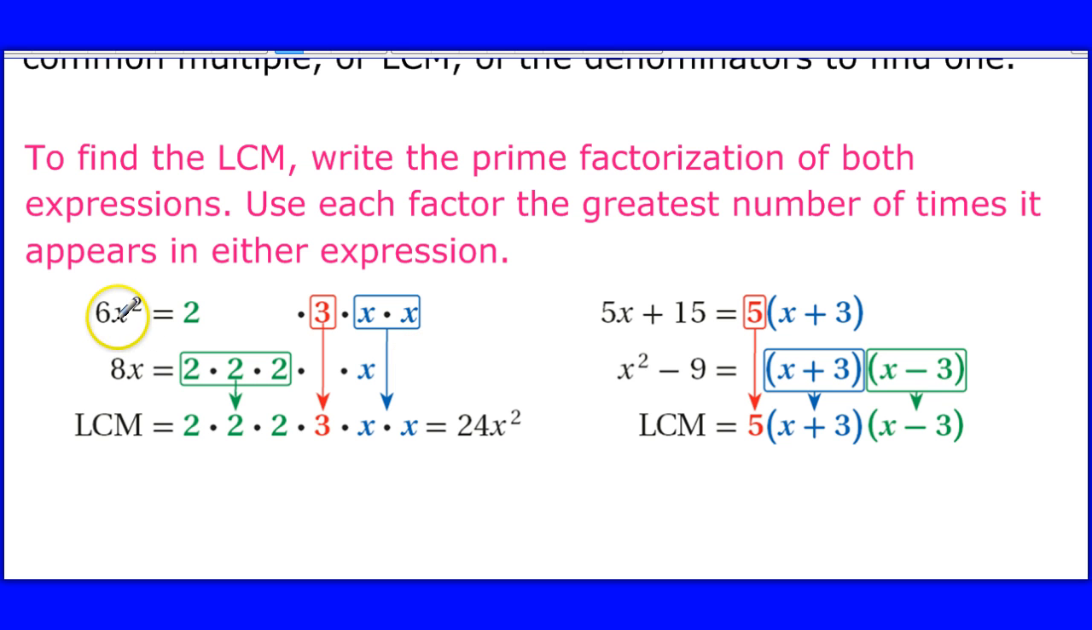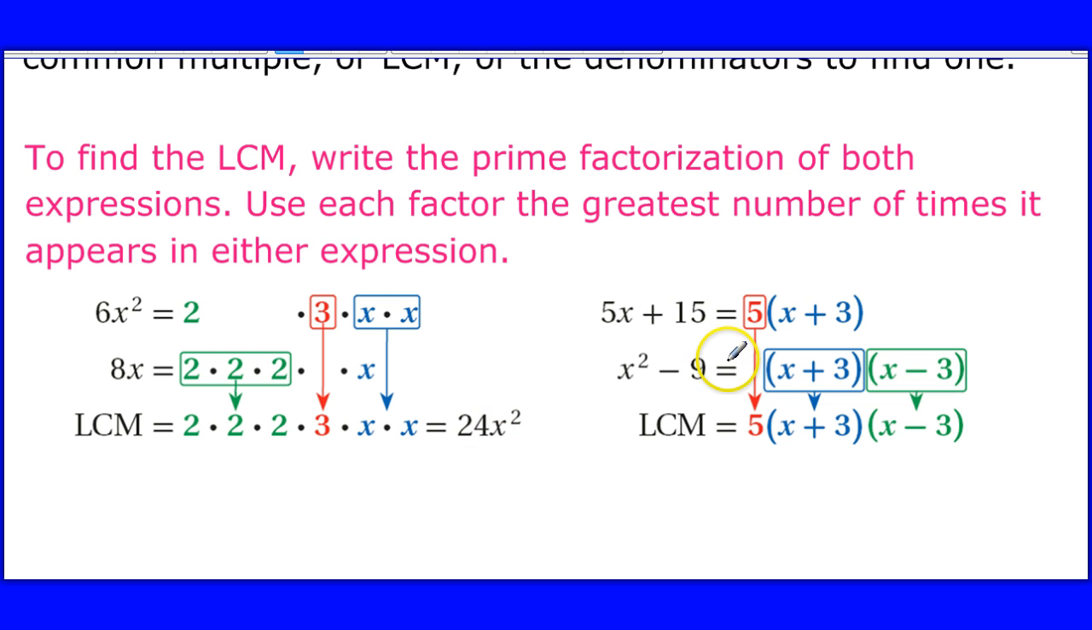So for instance, 6x squared is 2 times 3 times x times x. 8x is 2 times 2 times 2 times x. Well, they both have 2's in common. The greatest number of times that they occur is 3, so we're going to use that. The 3 they don't have in common, but we're going to use that. And the x's they have in common, so we're going to use 2 x's because you take the greatest number of times that it happens. That means the least common multiple is going to be 24x squared.